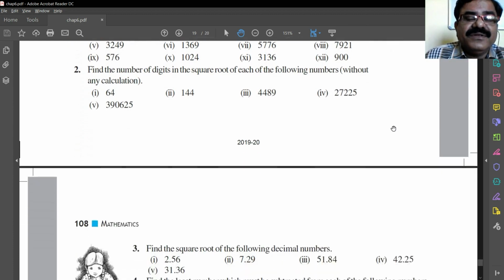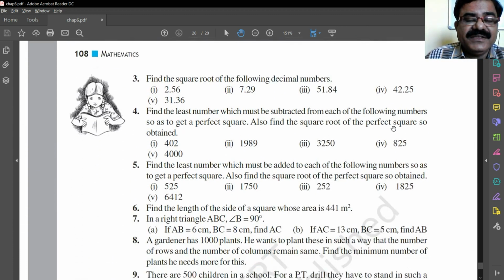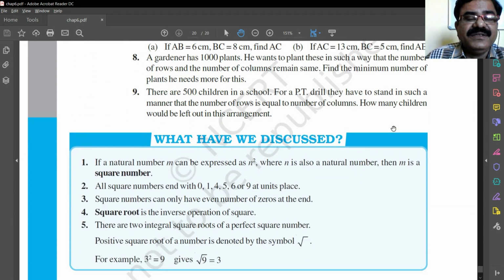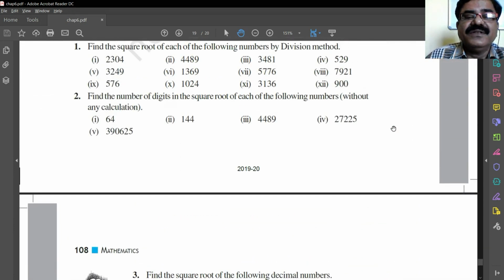You can solve the questions given in exercise 6.4. I think students can very easily solve the questions given, and if you feel any difficulties, please share your ideas and views.